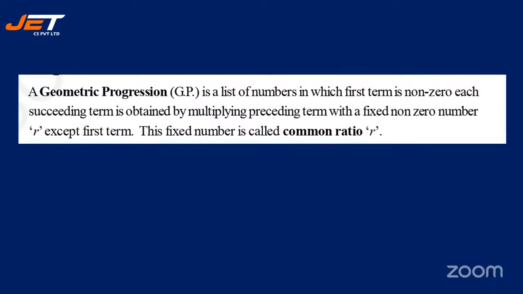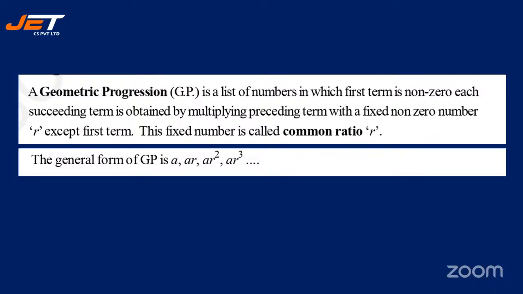GP is nothing but a geometric progression. So what is a geometric progression? It is a list of numbers in which the first term is non-zero, and each succeeding term is obtained by multiplying the preceding term with a fixed non-zero number r, except the first term. Here the common ratio is called r, which is a fixed number.